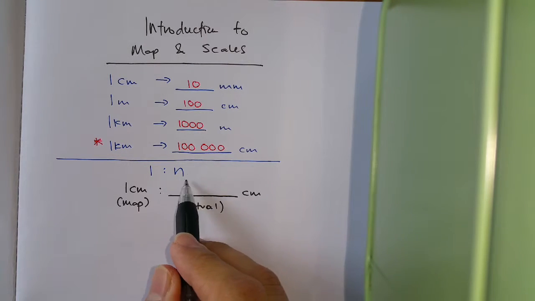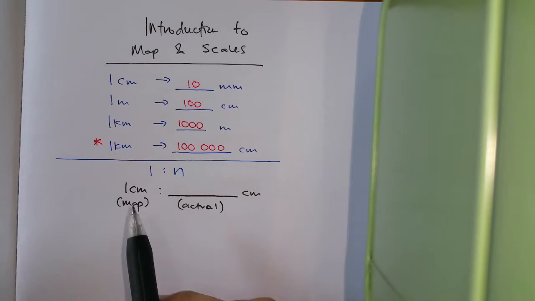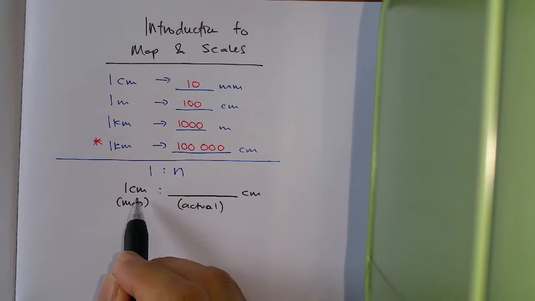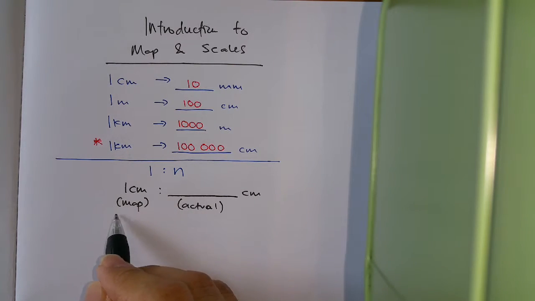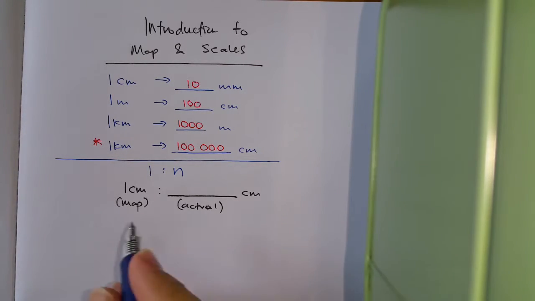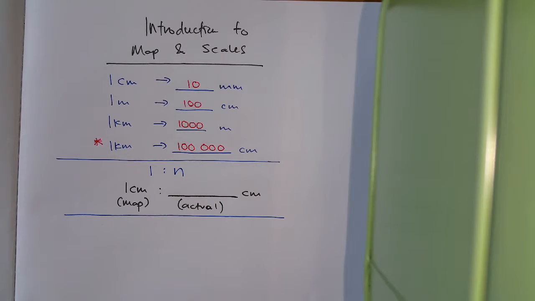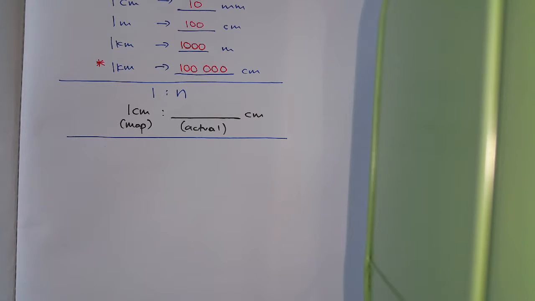So this n can be any number. It can be 1000, 100,000, 200,000, 15,000 or anything. But we have to understand that the units for these two numbers are centimeters. This represents 1 cm on your map, and the actual distance is represented by this number. After understanding this 1 is to n, you are going to have 4 different scales. We are going to find out how to obtain your 4 different scales given this example.